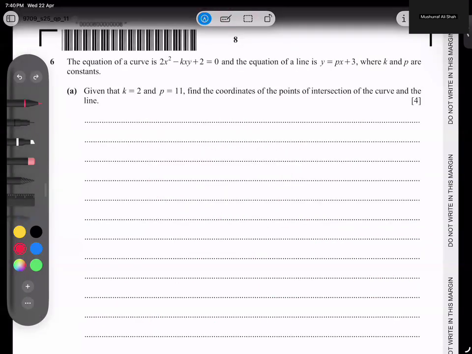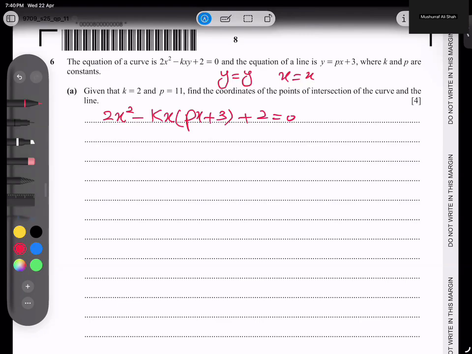Question number 6. He's saying the question here: this is the equation of a curve and this is the equation of a line. And he mentioned that if k is 2 and p is 11, find their intersection. Whenever the intersection comes, students, what is the way? We have either y equal to y or x equal to x. But x to x is hard. I'm going to use y. So this y value, I'm going to replace it here. So the y value is px plus 3. I'm putting here, and plus 2 is equal to 0.